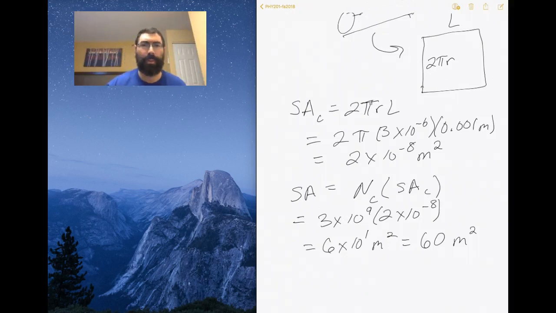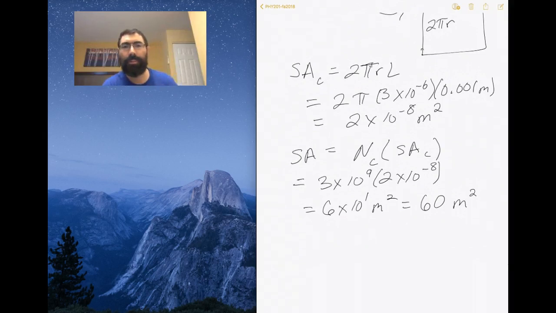Or another way to think about it, 1 meter is approximately 1 yard, and a football field is 10 yards wide. So you basically have to go about 6 yards. It's running all those small capillaries inside the body. But if you take them out one at a time, unwrap them and stack them all up, it's going to cover a pretty large surface area.